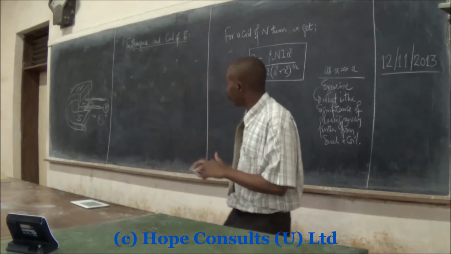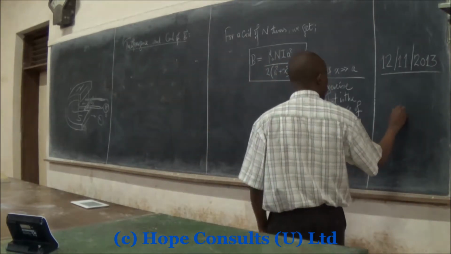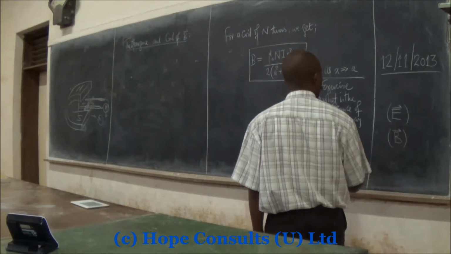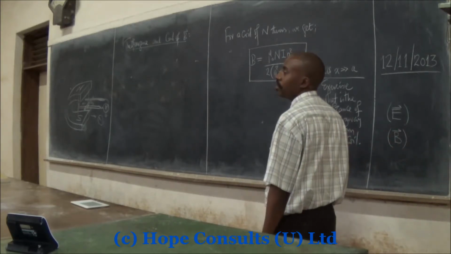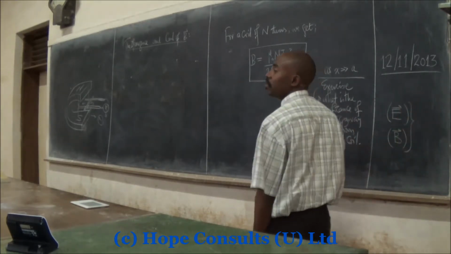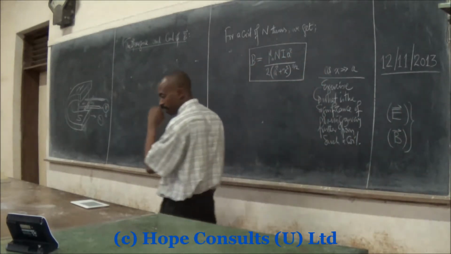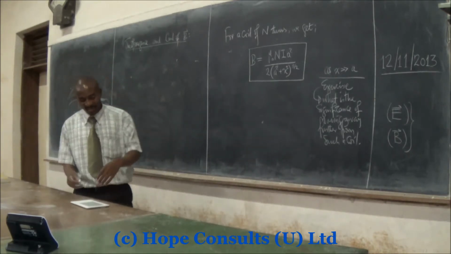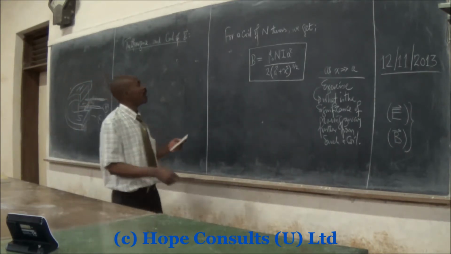When we talk of electric field intensity, we are talking of charges. When we talk of magnetic field, we are talking of magnetic field lines. And these two are inseparable, they are conjoined.